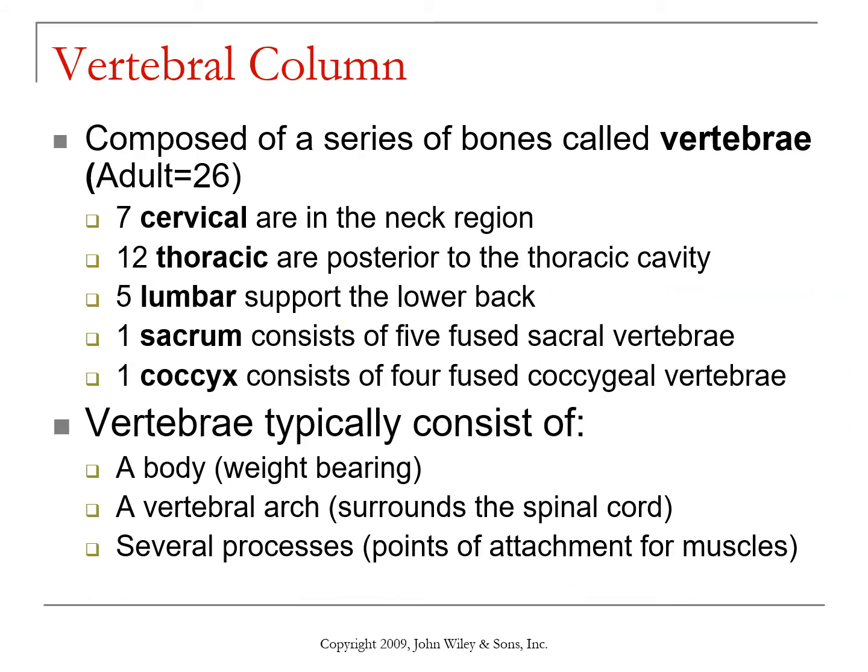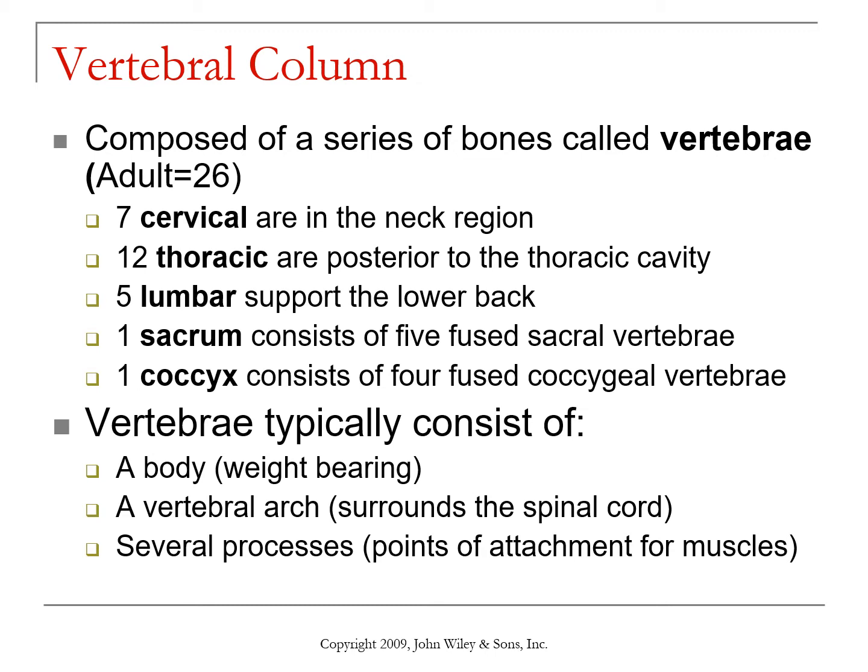We mentioned that the vertebral column consists of 26 stacked bones in the adult. There are 7 cervical vertebrae in the neck region, 12 thoracic that make up the posterior aspect of the thoracic cavity, 5 lumbar vertebrae that support the lower back, 1 sacral bone or sacrum, that is actually 5 fused bones, and these articulate with the pelvic girdles. And finally, there's a single coccyx bone, which was 4 individual bones that fuse together.